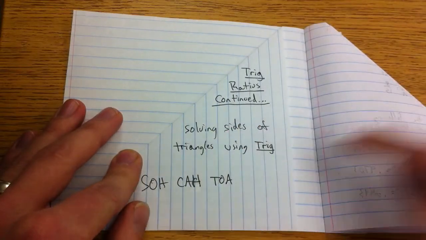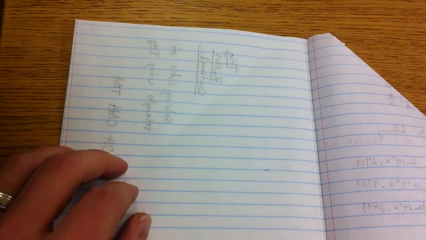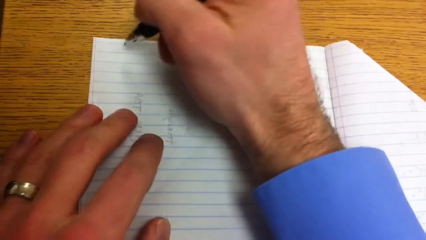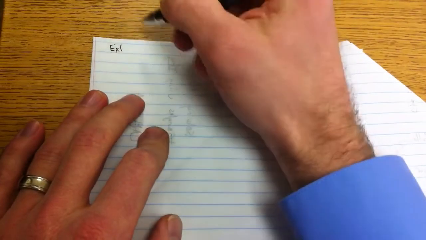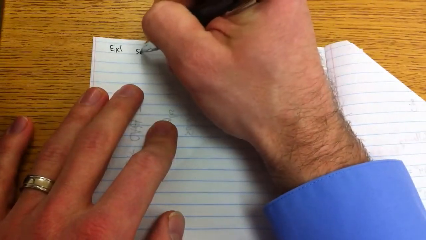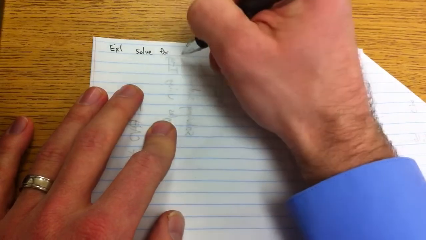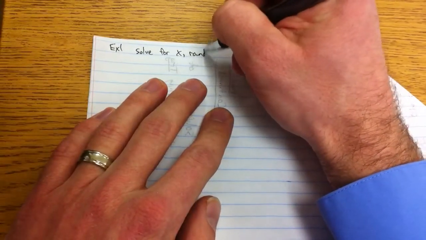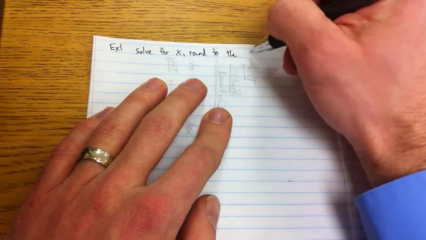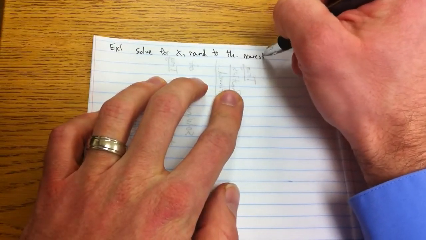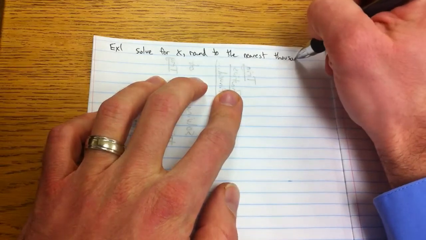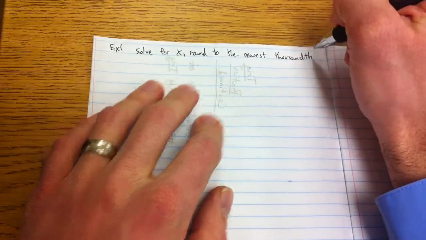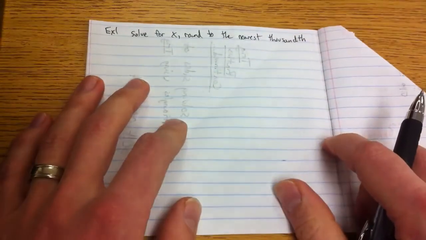All right? So let's get some examples going. How are we going to use trigonometry to actually solve for sides of triangles? So example 1 says solve for x, and we want to round to the nearest thousandth. Thousandth. That is 3 decimal places.